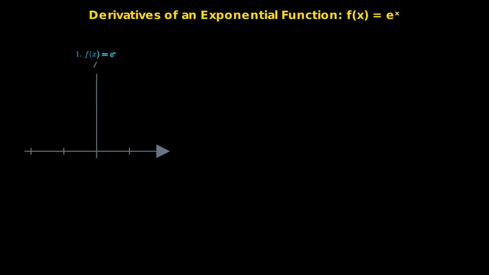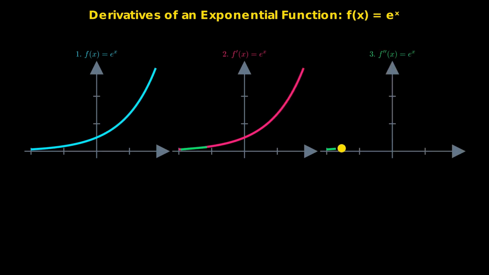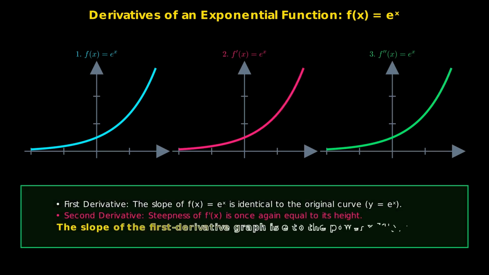3. For f of x equals e to the power x. First derivative, the slope of f of x equals e to the power x is the curve e to the power x. Second derivative, the graph of the first derivative is identical to the original curve. If you find the slope of a tangent line on this first derivative curve, its steepness is once again equal to its height. Therefore, the slope of the first derivative graph is e to the power x. For e to the power x, the original height, the slope of the original curve, and the slope of the first derivative graph are all identical, they are all e to the power x.